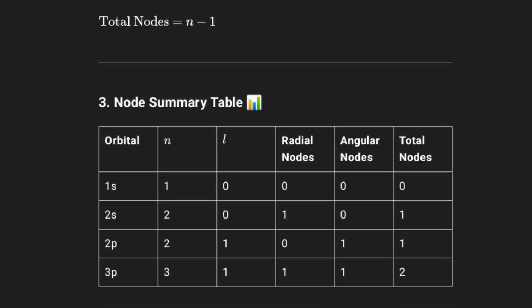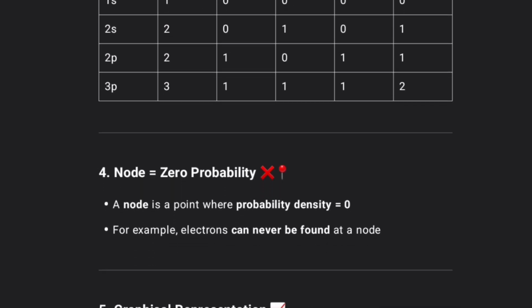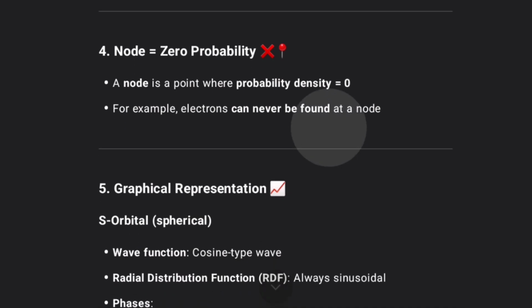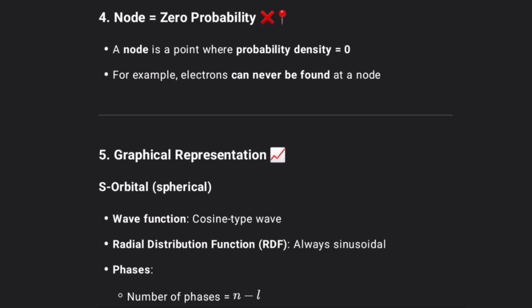Node summary table: orbital, n, l, radial nodes, angular nodes, total nodes. 1s: 1, 0, 0, 0, 0. 2s: 2, 0, 1, 0, 1. 2p: 2, 1, 0, 1, 1. 3p: 3, 1, 1, 1, 2. A node equals 0 probability. A node is a point where probability density equals 0. For example, electrons can never be found at a node.